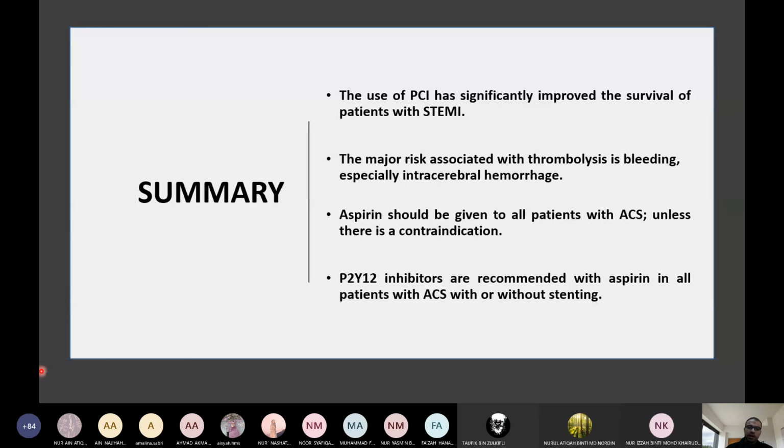So, brothers and sisters, alhamdulillah, we have done. So what I can say as a summary, usually in the ACS management, with the use of the invasive strategy, the outcome will be much better. The survival is much better. The major risk associated with thrombolysis is bleeding, which can be very serious. It has to be assessed and will guide the choice of the treatment. Aspirin for all ACS patients unless contraindicated. The other agents, the P2Y12 inhibitors, clopidogrel, ticagrelor, and others, are recommended with aspirin in patients with ACS, all patients with or without stenting.